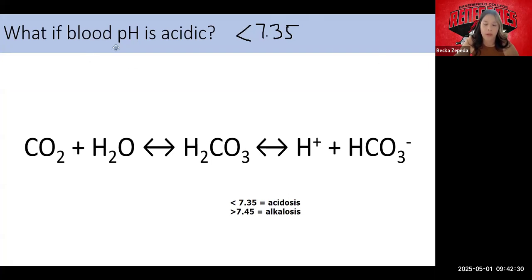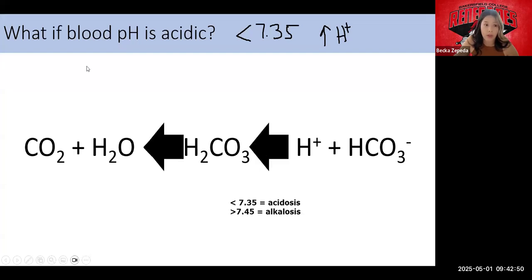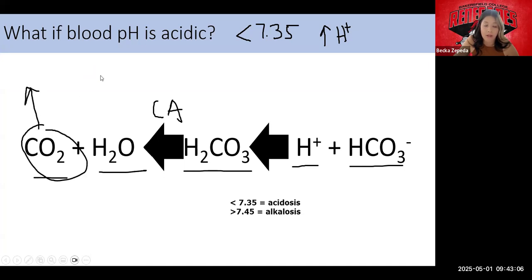If your blood pH is acidic, that means we are less than 7.35, which means that we have a high concentration of hydrogen ions available. In order to get rid of those extra hydrogen ions and bring that pH back up to normal, we are going to shift this equation to the left. We take those free-floating hydrogens and combine them with bicarbonate to make carbonic acid, and then carbonic anhydrase converts that carbonic acid into CO2 and water, and then we breathe that CO2 out into the atmosphere.